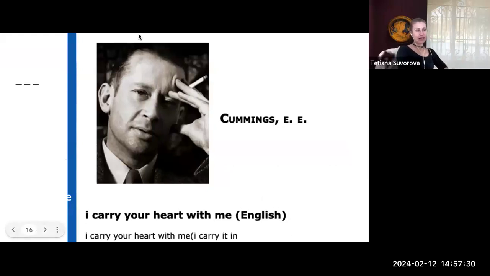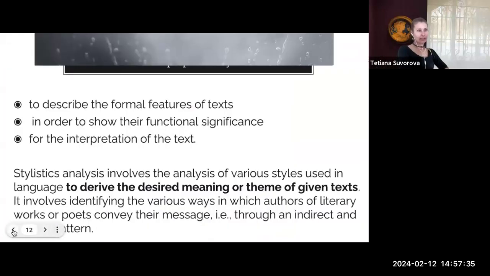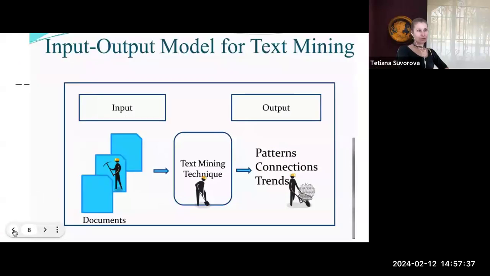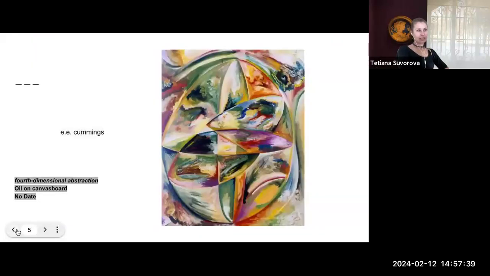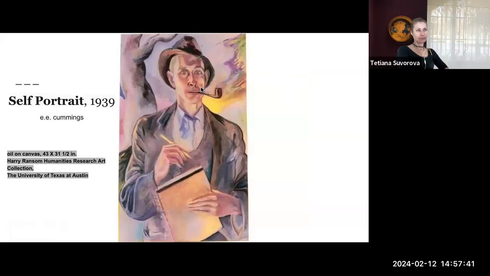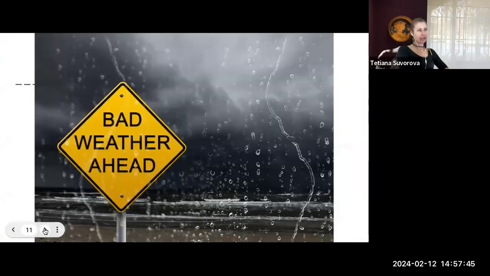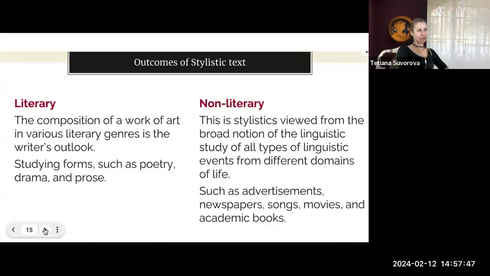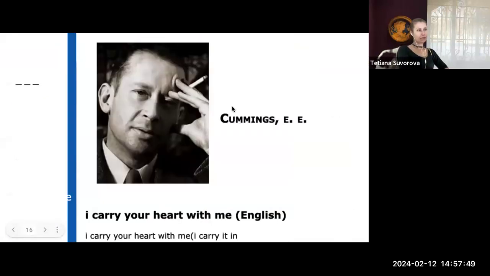So that is a real photo of Cummings. Just compare things, how he sees himself and his autoportrait here. And so, the real Cummings in the photo here. Well, let's pay attention to the lines from his poem. Have a look. I carry your heart with me.